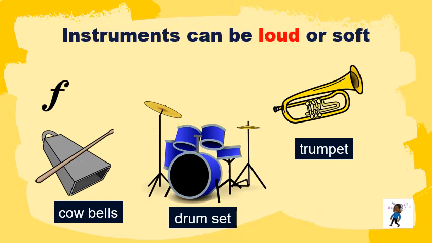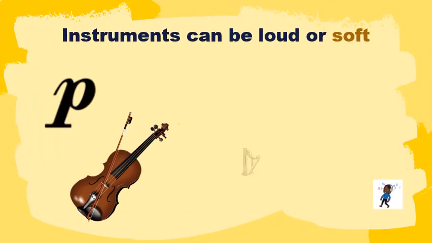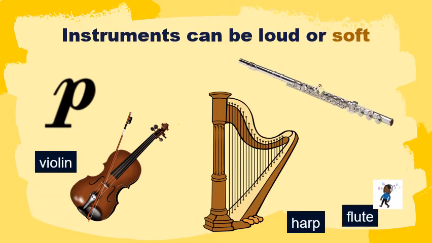Some examples of instruments that are loud include cowbells, a drum set, or the trumpet. Some examples of instruments that play softly include the violin, a harp, or the flute.